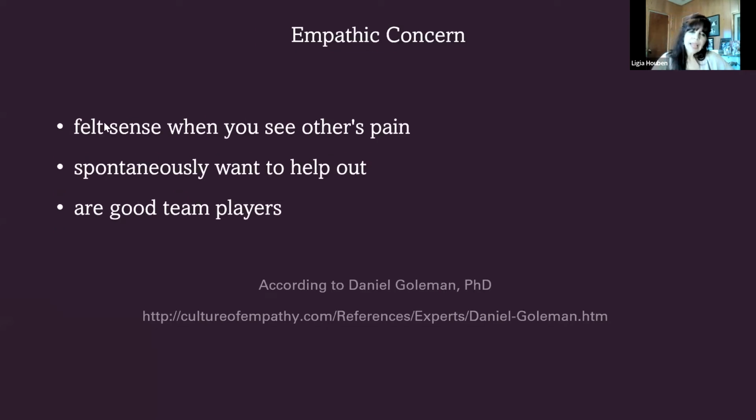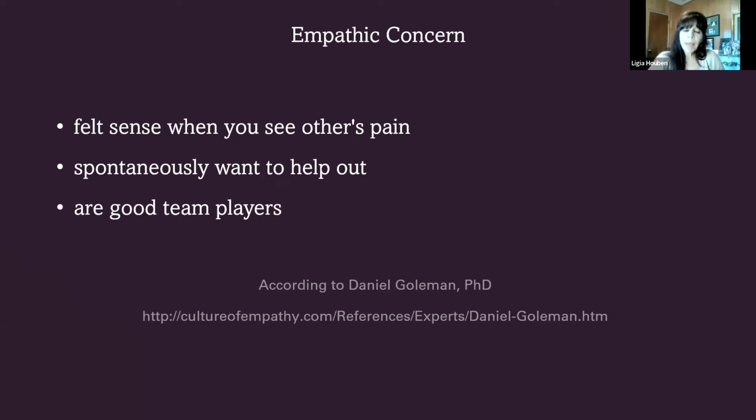Now, empathic concern is the felt sense when you see others' pain. Spontaneously, you want to help out. It's like when you are very caring and you can hear people say, I care so much for others. Yes, I can totally identify with that, because I feel a lot, and I love to care for others. Actually, I love it. But let me tell you, being like that, I always pay attention to my needs. I always pay attention that I am also empathetic with myself. And we're going to be talking about that in a little while.